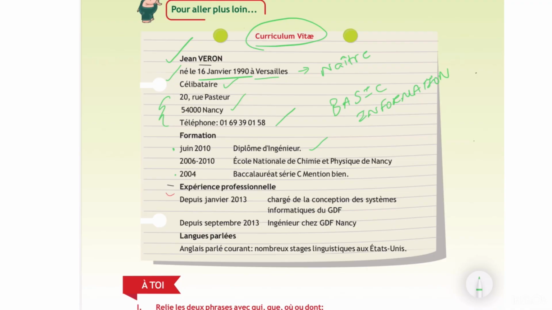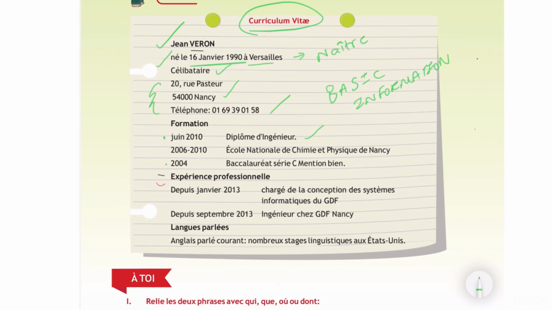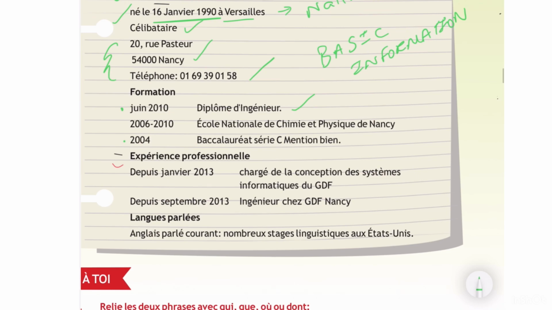Then 2004, he has a baccalauréat série C, mention bien. It's le bac, like we have 12th boards. They have to give an exam called le baccalauréat. Okay, and then expérience professionnelle. So far we talked about education, then we come to the professional experience. Okay, what all have you worked in, what all have you done? That is, some jobs require that you must have 5 years of experience in this particular field, okay, if you want to work in a company.